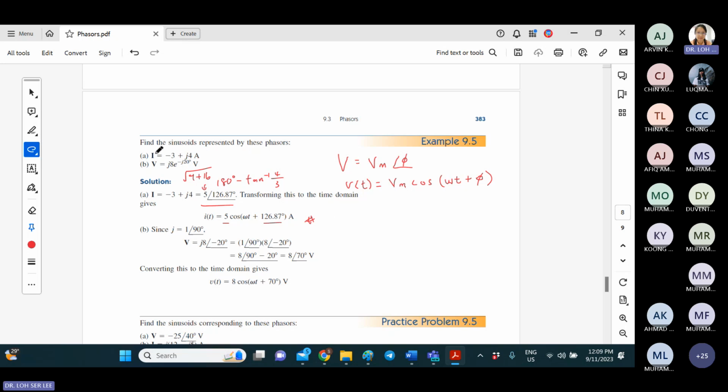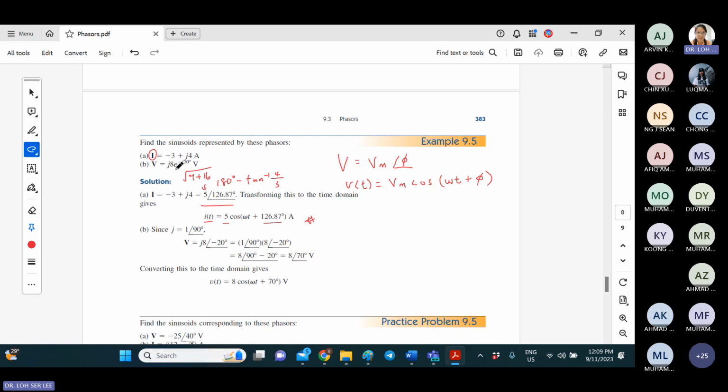And remember, this is your I. After you change, you get a lowercase i. Okay, got it? Yes. Okay, good.